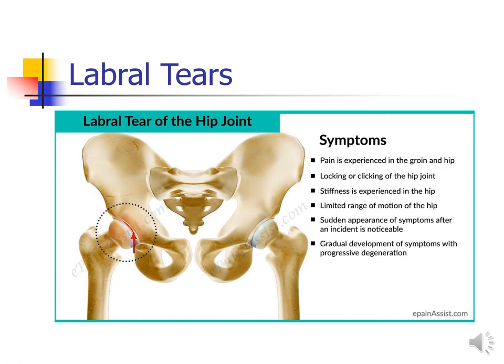Nonetheless, what are some of the common symptoms that we see in individuals who have labral pathology? First and foremost, if they have labral pathology, it's likely they're going to have pain located in the groin or anterior hip region. They may have locking or clicking at the hip joint. They're going to have stiffness in the hip, especially after periods of prolonged sitting, and they're going to have limited range of motion, especially when we move the hip into combined movements of flexion, adduction, and internal rotation.